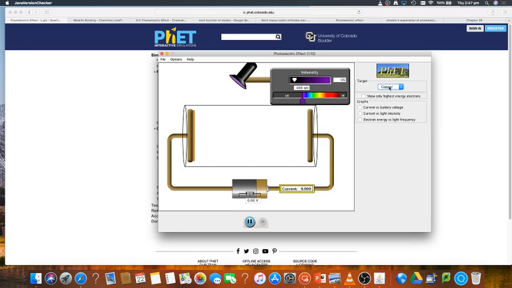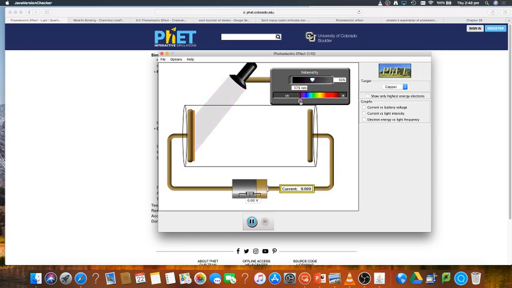I've decided my target is going to be copper to start off with. So let's turn the lights on. We are now sitting at the threshold of visible and ultraviolet light. Let's see if we observe anything when we turn the lights on. Let's turn up to about 50% intensity, and we are not observing any photoelectrons traveling past. So let's increase the frequency now and see what happens.